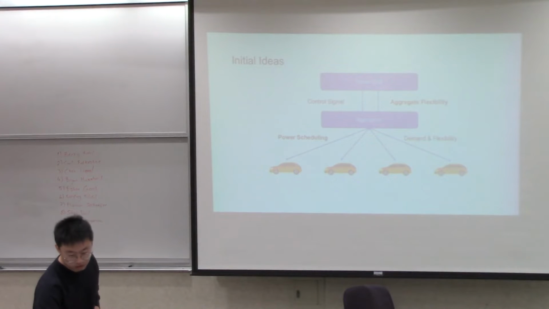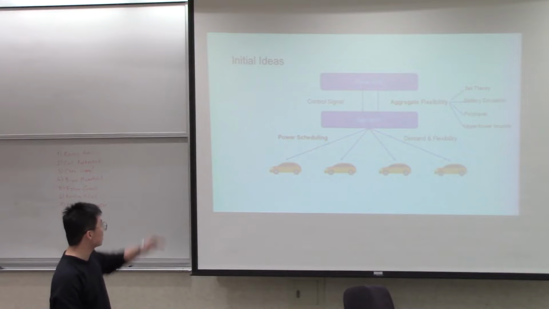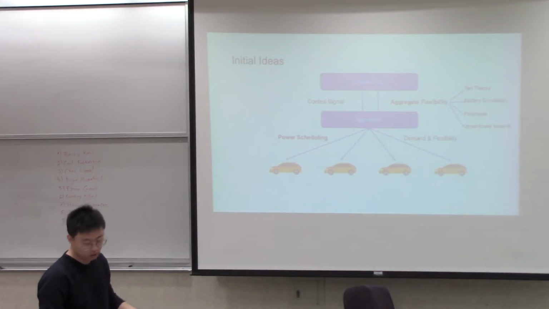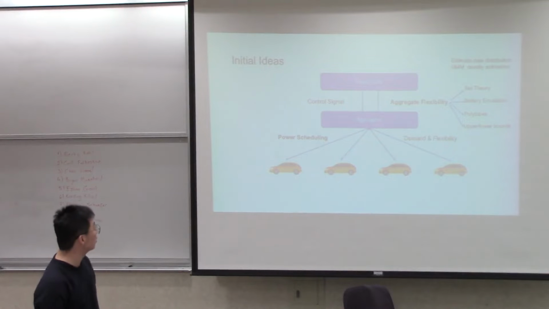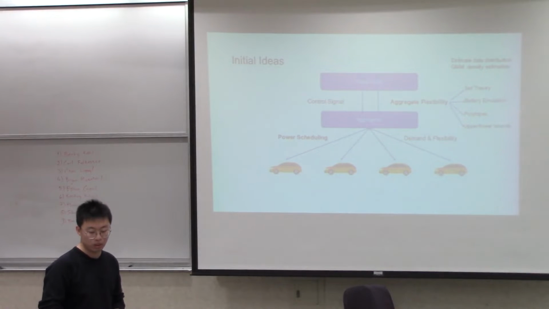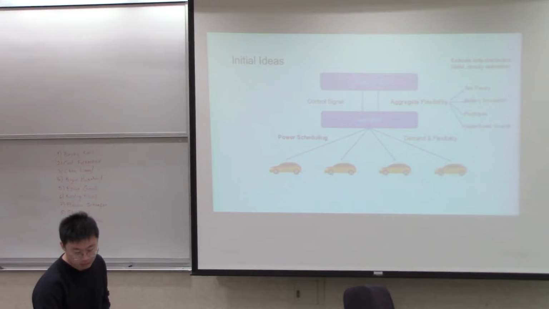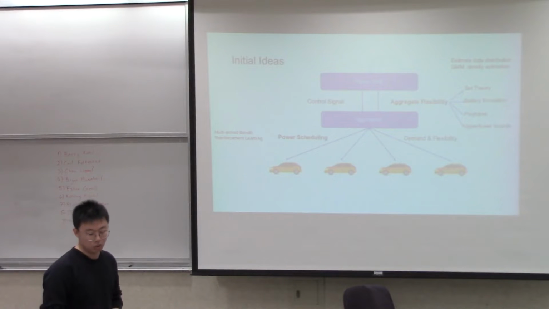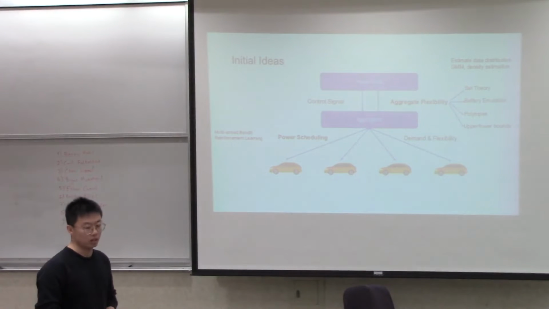For this aggregate flexibility, there are some theories, like we can use set theory or some polytope or some upper and lower bounds. And we are thinking about estimating this data distribution based on the GMM or some density estimation framework in machine learning. And to design the power scheduling, we are thinking about using some multi-armed bandits or some idea from reinforcement learning.